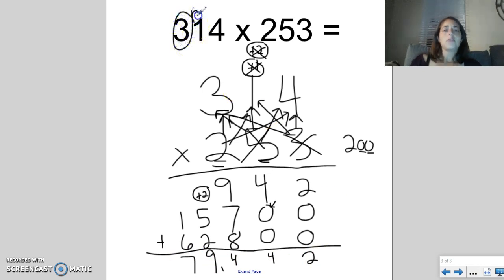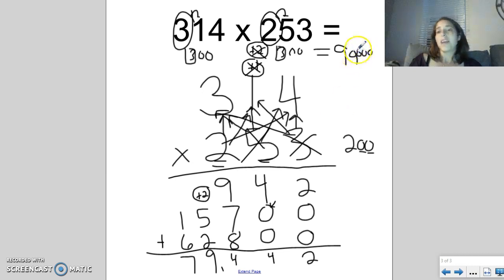79,442. Let's just make sure that this is reasonable. That's about 300. That's also actually about 300. And when I do a little bit of box and dot, 3 times 3 is 9. We have 1, 2, 3, 4 zeros. I get about 90,000. 90,000 is not terribly far from 79,000.